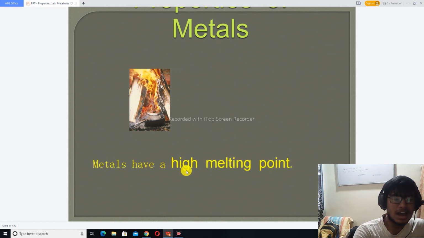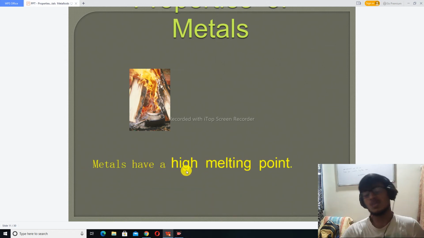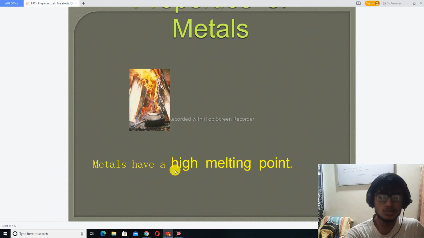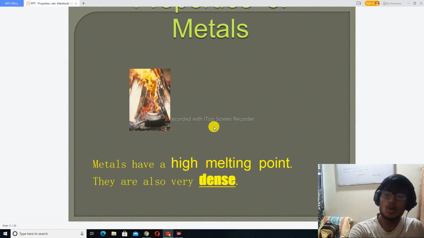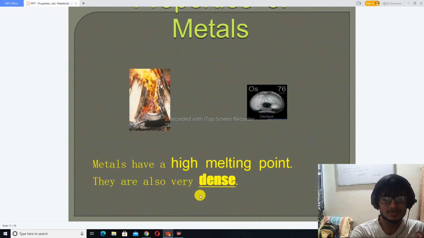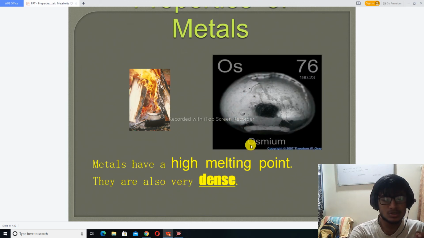Metals have a high melting point. This is very important. Metals have a very high melting point, so they were used for making weapons in ancient times. They are also very dense. This is osmium.